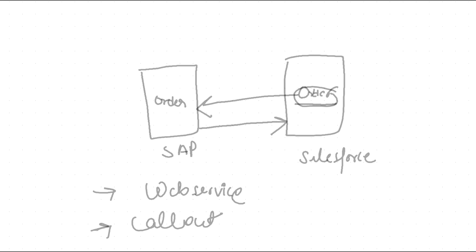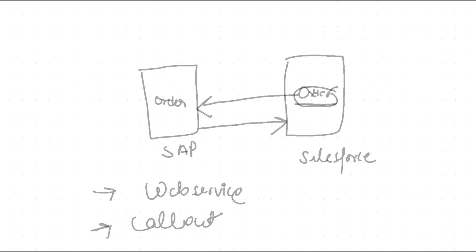So there are two things, web service and callouts. Callouts is when we are calling another system, and web service we create whenever we want any other system to call us, to send us data or to get data from us, that is secondary, but to call us.